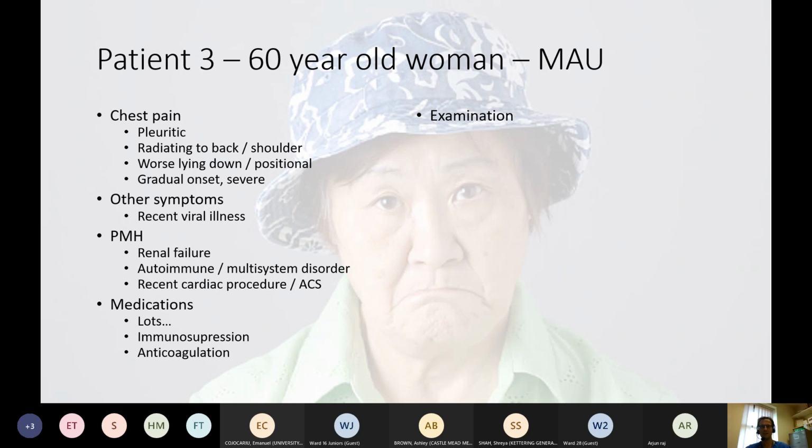Pulsus paradoxus is a subtle sign. So you can check the blood pressure and you can find that on inspiration, the blood pressure drops. Now, actually, normally on inspiration, the blood pressure drops slightly, but it's an exaggeration of the natural physiology. So your blood pressure drops by 10 millimeters of mercury or more. You can just feel the pulse and get them to take a deep breath in and feel it getting slightly fainter in some cases. So that is certainly a sign of tamponade, but there's something else which you expect from a patient.